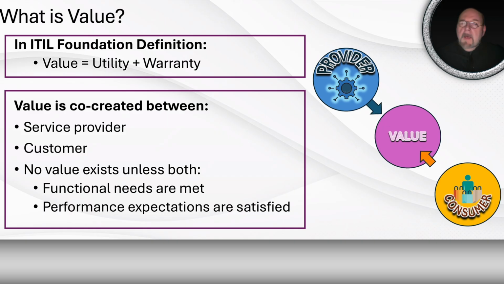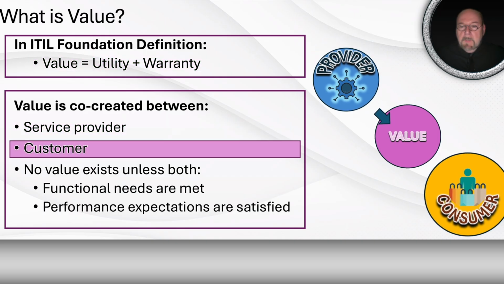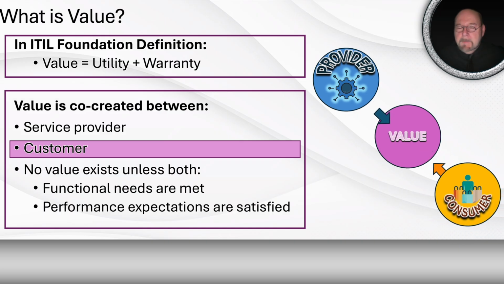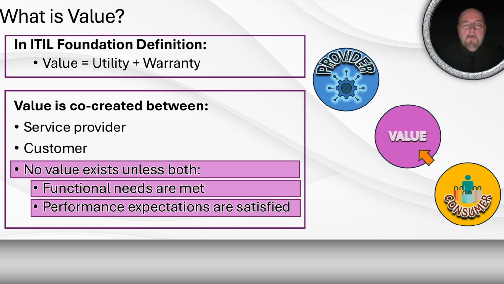So what is value? Remember, we said before, value is utility plus warranty. You need them both. You need to have the service provider and the customer working together to provide it, to co-create it. No value exists unless we have both. Our functional needs need to be met, and the performance and reliability expectations need to be satisfied.